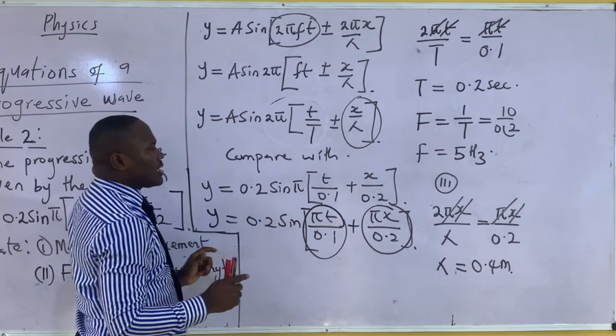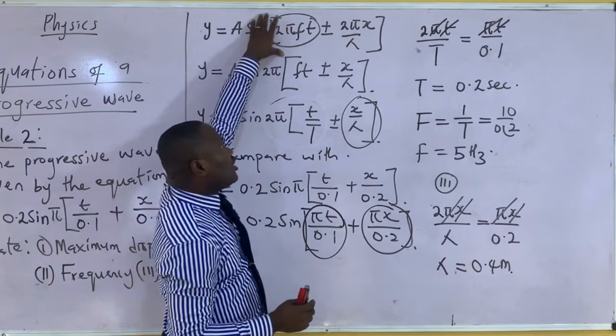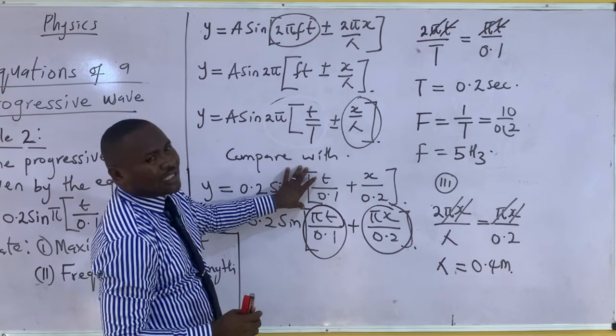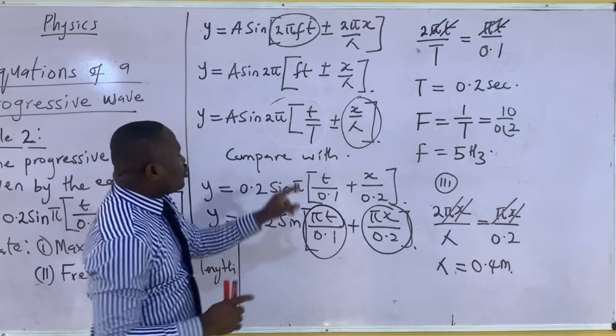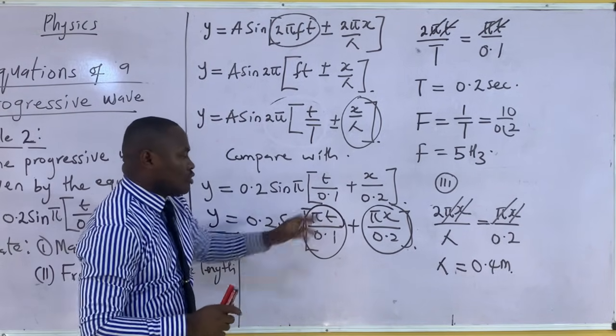Now I want to show you that I can still use this formula to solve this equation. It can still be solved. It's just to equate 2 pi ft to pi t over 0.1. Look at it.